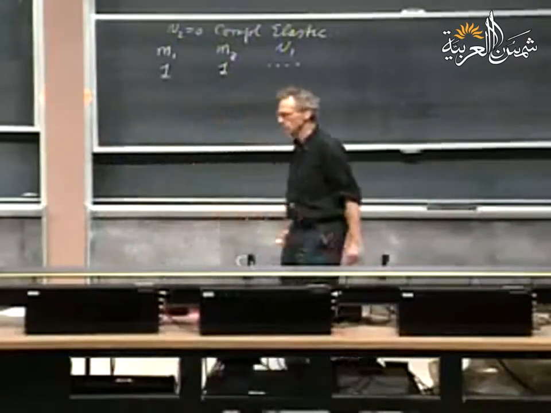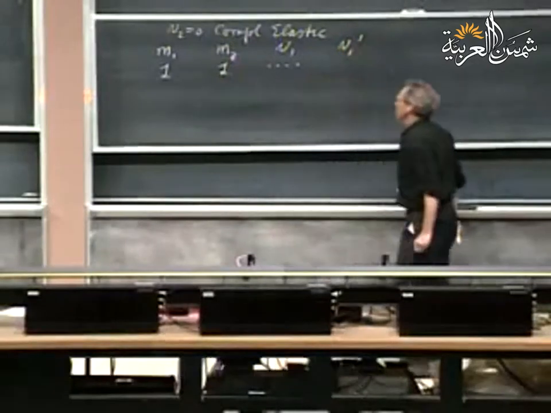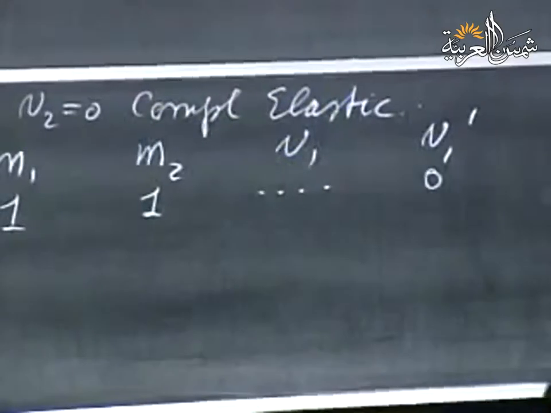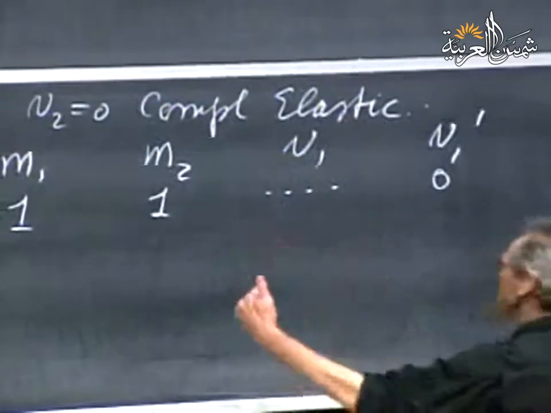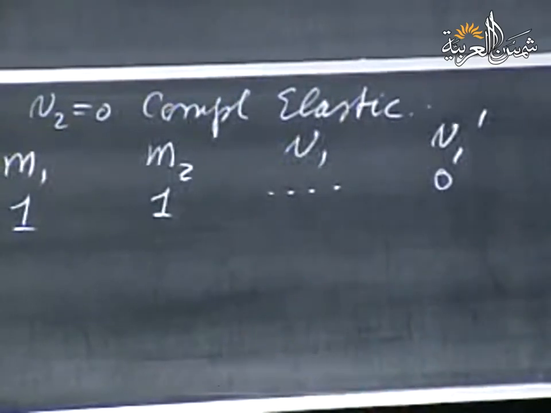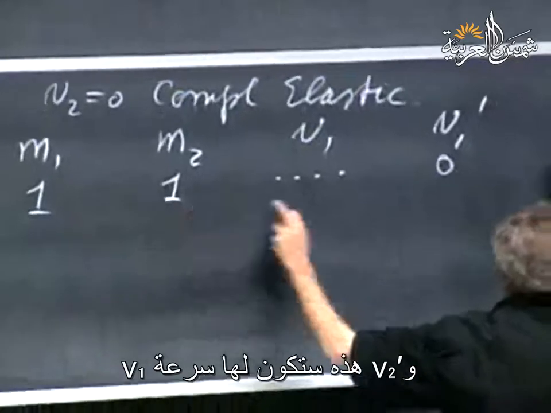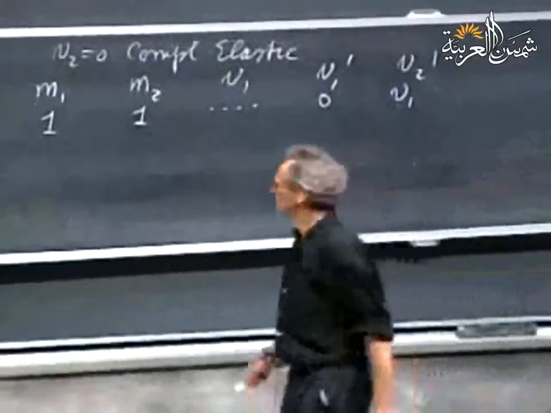But it is something. And then we're going to get here V1 prime, and there is a prediction that this velocity will be 0. Look all the way on the blackboard there. You will see if the masses are the same, and there's an elastic collision, this one will stand still, and this one, V2 prime, will have a velocity V1. So that's a prediction.